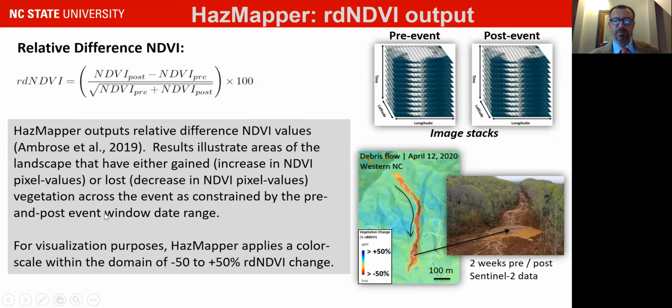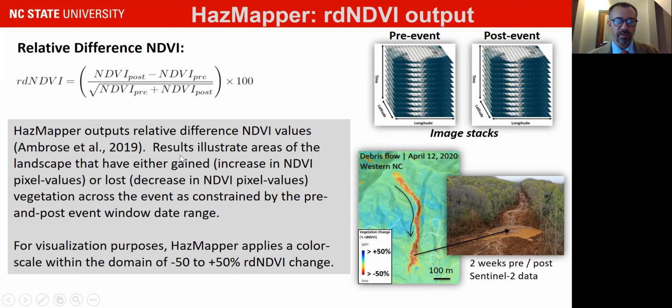And the output from HazMapper is what's called the rdNDVI, or the relative difference NDVI raster. So HazMapper outputs relative difference NDVI values following the approach of Ambrose et al. So the relative difference NDVI is the NDVI of the post minus the NDVI of the pre greenest pixel composite images, divided by the NDVI of the pre plus the NDVI of the post, and the square root of that, multiplied by 100 to get it into percent format.